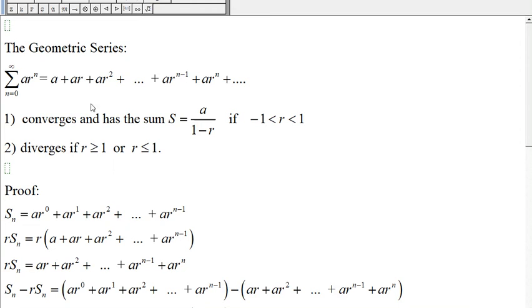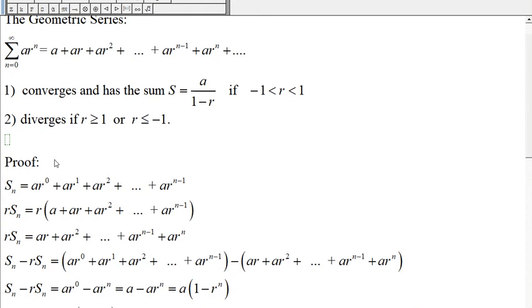And the claim is that this infinite series, or this geometric series, converges and has the sum of a divided by 1 minus r. A is the first term, r is the common ratio, if r is between negative 1 and 1. And this geometric series diverges if r is greater than or equal to 1, or if r is less than or equal to negative 1.